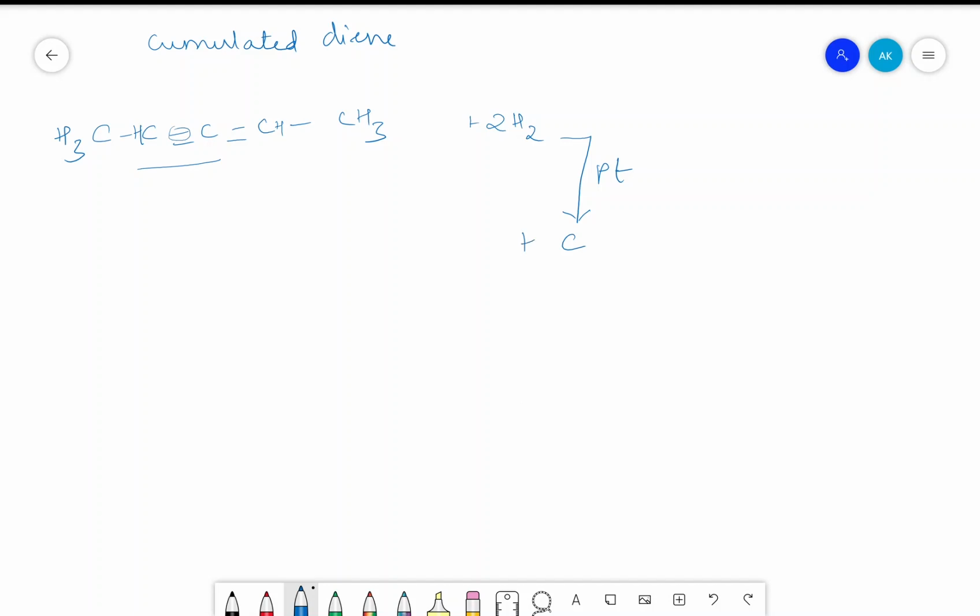I'm going to write here CH3 as it is, followed by CH2. Double bond will change to single bond. C will change to CH. So after this double bond is removed, we have a double bond between just two carbons. Then after addition of hydrogen, this C has changed to CH. Now once again on addition, the CH will change to CH2. Double bond will be removed, single bond, CH will change to CH2, single bond, CH3.